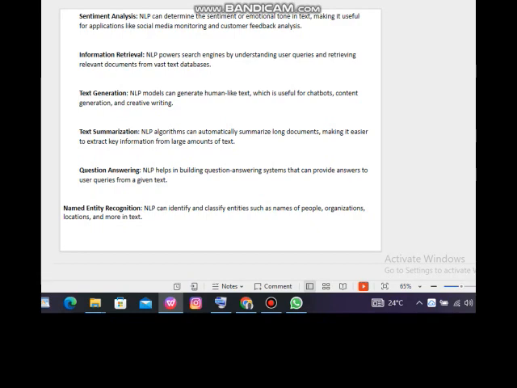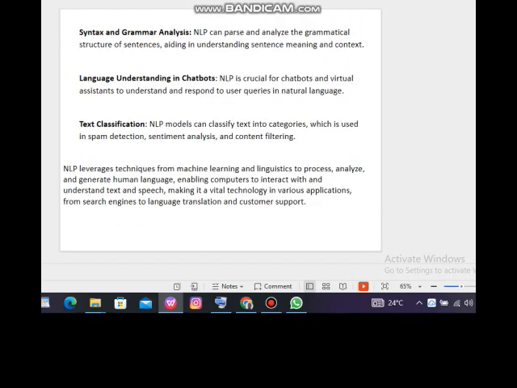Named entity recognition. NLP can identify and classify entities such as names of people, organizations, locations, and more in text. Syntax and grammar analysis. NLP can parse and analyze the grammatical structure of sentences, aiding in understanding sequence, meaning, and context.